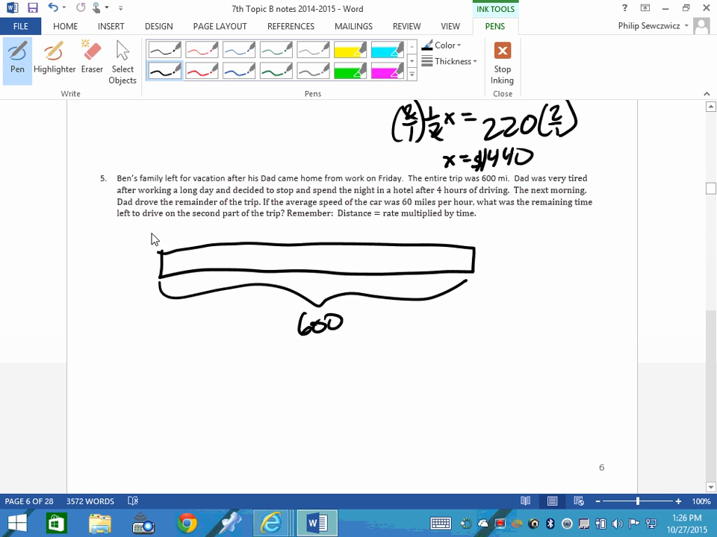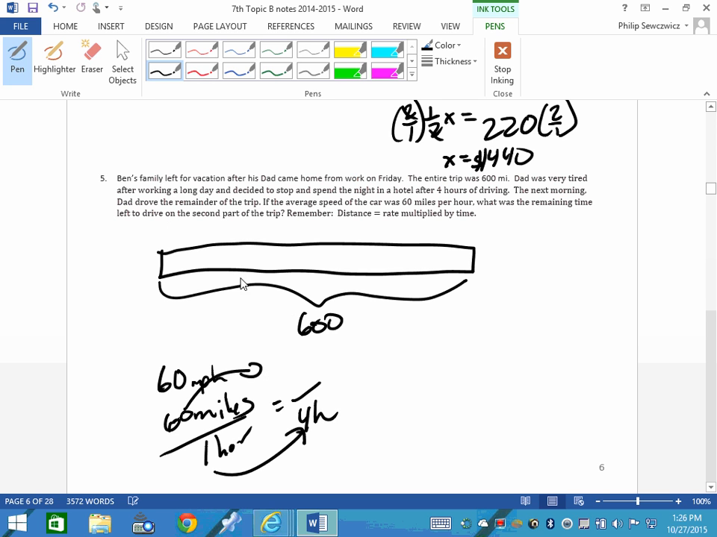Now, the thing about it is they did tell me he was going 60 miles per hour. So if he's going 60 miles per hour, which means 60 miles in 1 hour, and we know he drove for 4 hours. The idea here is we know then he drove, times it by 4, we know he drove 240 miles. All right, so we know he drove 240 already.